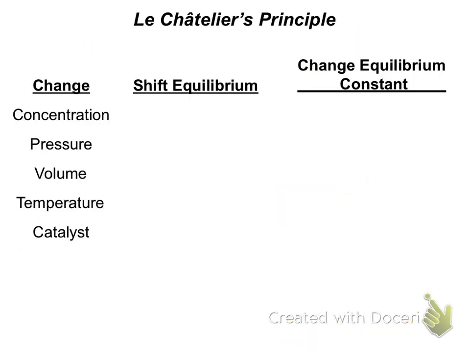All right, let's recap. 1, 2, 3, 4, 5 things we talked about. Concentration, pressure, volume, temperature, catalyst. So concentration, will it shift the equilibrium? You betcha. Will it change the equilibrium constant? No dice. Pressure, will it shift the equilibrium? Yep. Will it change the equilibrium constant? No dice. Volume, will it shift the equilibrium? Yep, because it changes pressure. Will it change the equilibrium constant? No cookies.